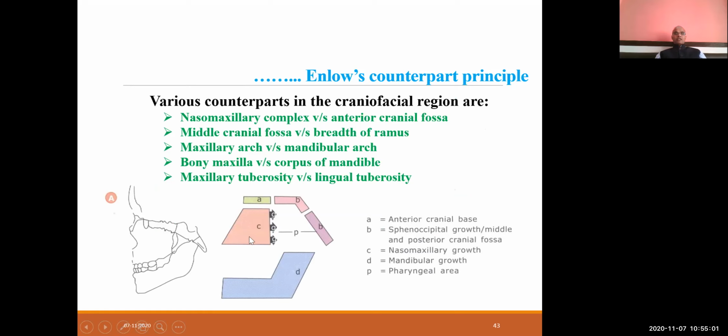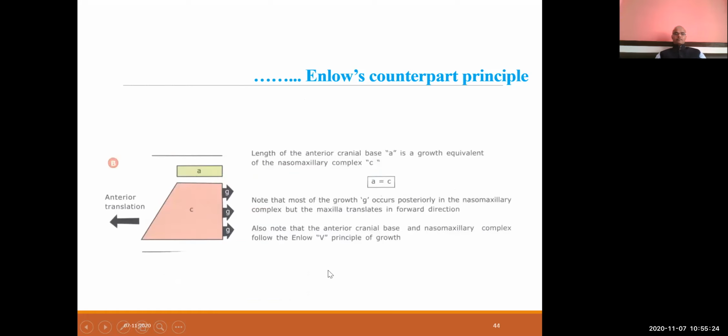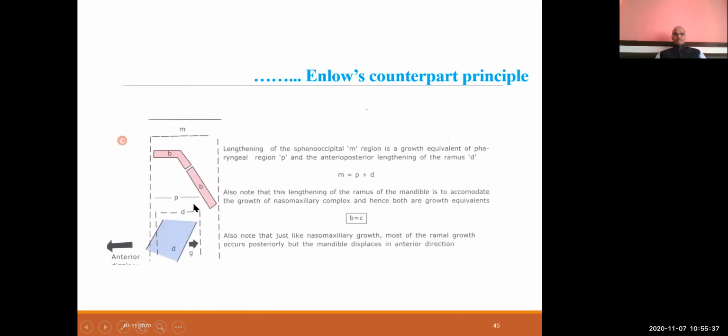of the ramus. Here, this is the mesomegaly complex, anterior cranial fossa, medial cranial fossa, width of ramus, maxillary arch, mandibular arch, body of the maxilla, corpus of the maxilla, and this is maxillary tuberosity versus lingual tuberosity. So here this is anterior translation. Length of the anterior cranial base A is a growth equivalent to growth of the mesomegaly complex, that is C.